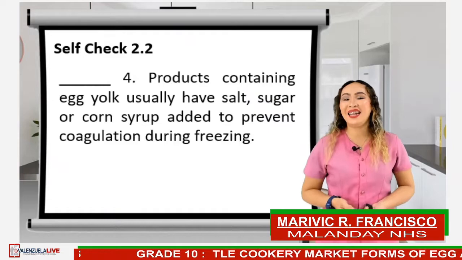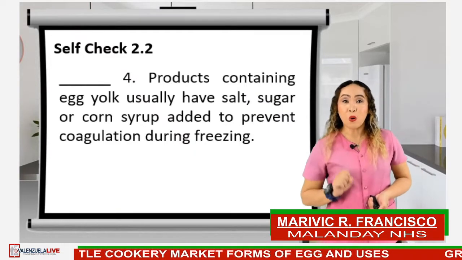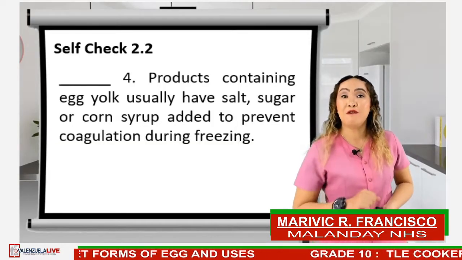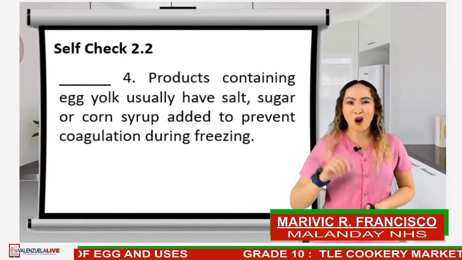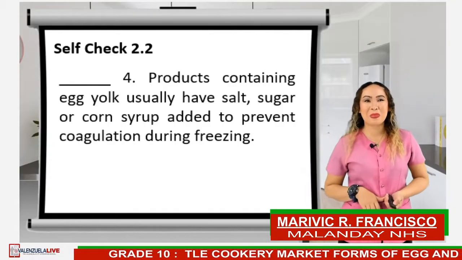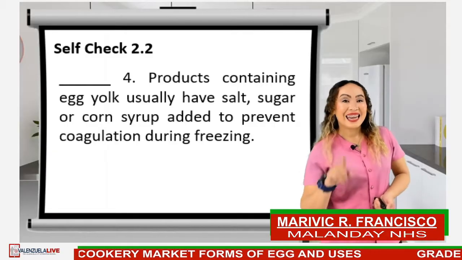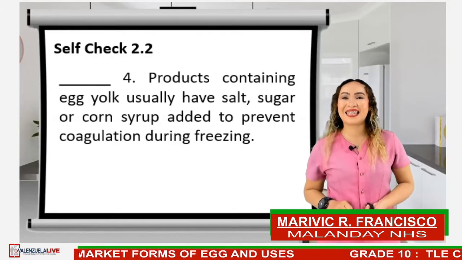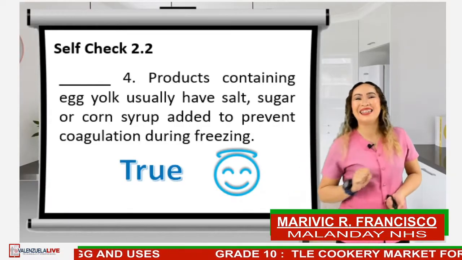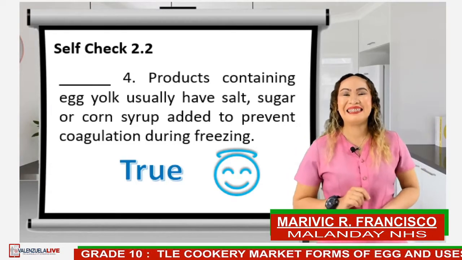Next, number 4. Products containing egg yolk usually have salt, sugar, or corn syrup added to prevent coagulation during freezing. Is it a true or a false? Write your answer. If your answer is true, then you are correct. Good job.